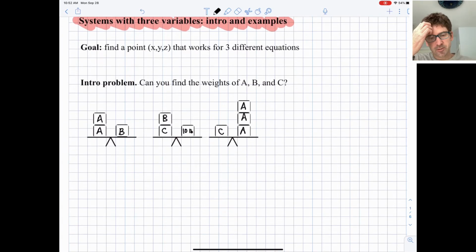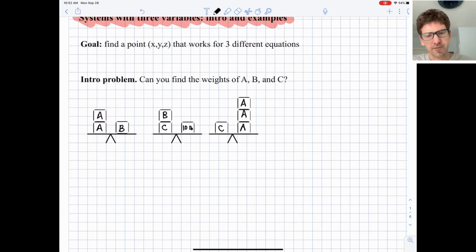As a little bit of a visual introduction that I'm not going to solve, but I'll maybe get you to start thinking about and feel free to solve on your own, is this problem with scales here where we have three balanced scales with A's, B's, and then one 10-pound weight as well, and some C's also. Your job is to think about how much A, B, and C each separately weigh.